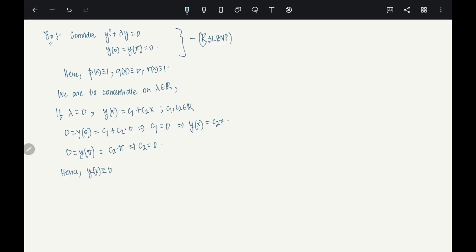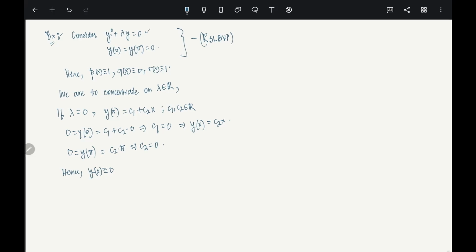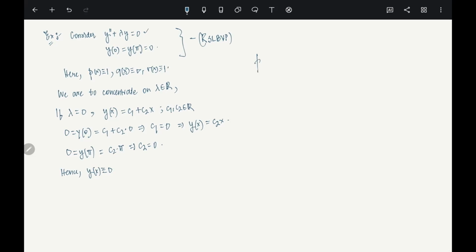Now you see, what is the question? The question is this: please remember, you have to find lambdas for which a non-trivial solution exists. This is the homogeneous problem, right? So for any lambda, the trivial solution exists, right? Let me put it as a small remark. These regular Sturm-Liouville boundary value problems are homogeneous problems. So for any lambda, the trivial solution is always a solution, right?